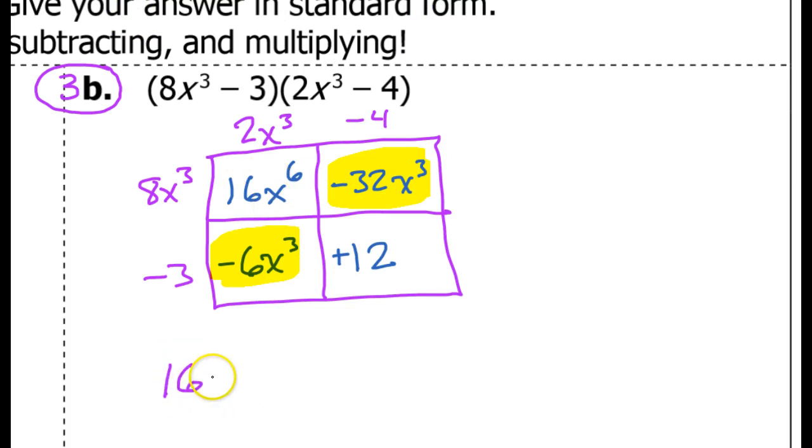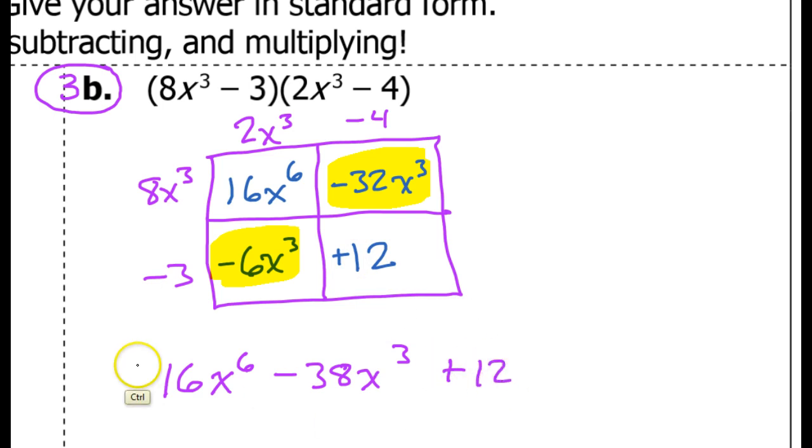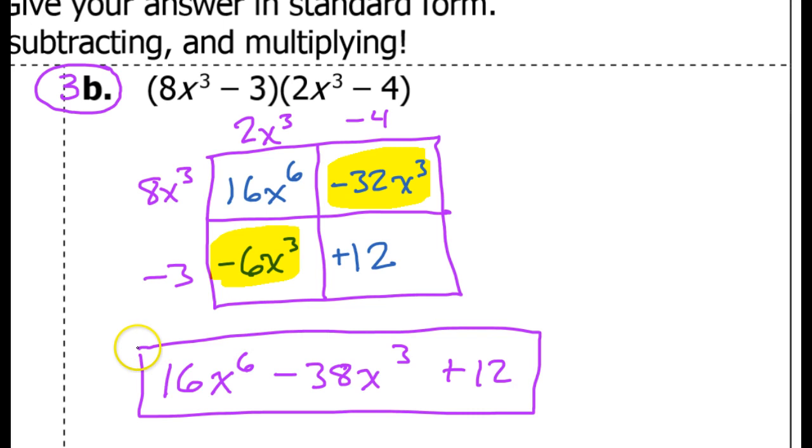So we'll begin with 16x to the 6th power. Now putting these two together makes negative 38x to the third power. And then I'm going to bring down the plus 12. So this should be the final answer.